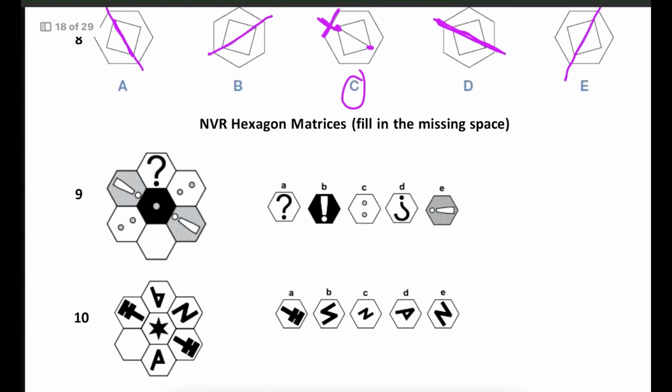Now onto these questions. We've got some reflection. So this exclamation mark is reflected here. These 2 dots are also reflected. This question mark will also be reflected here like that. So the answer is D.